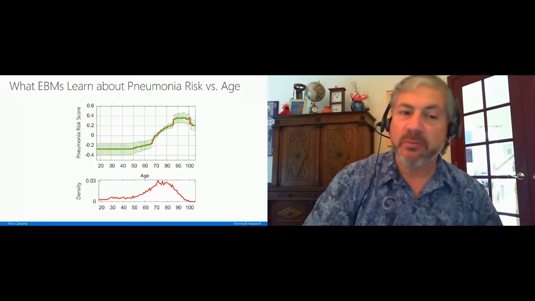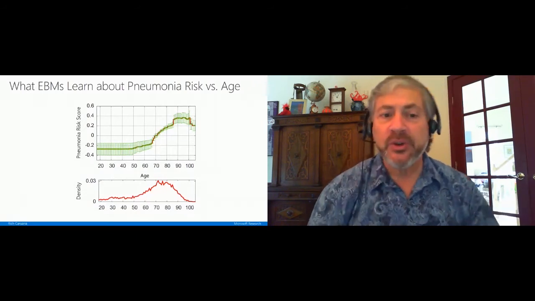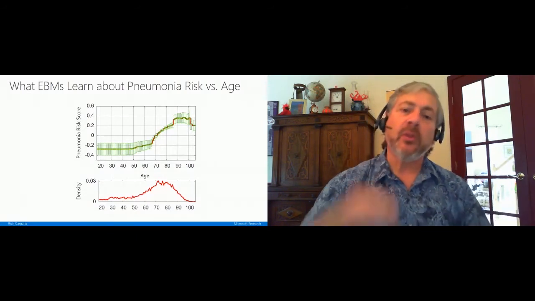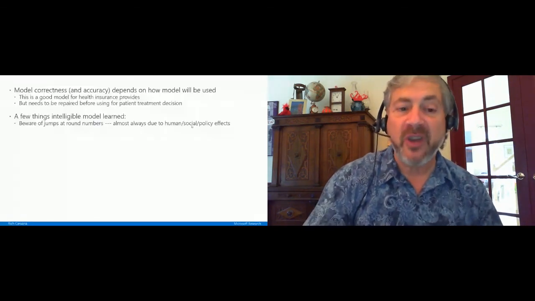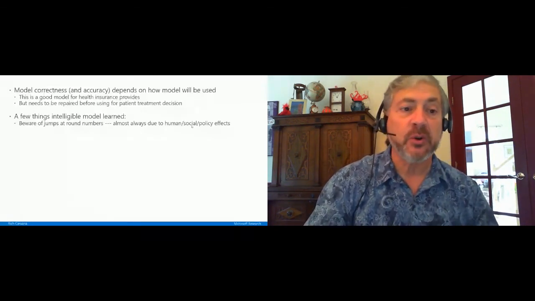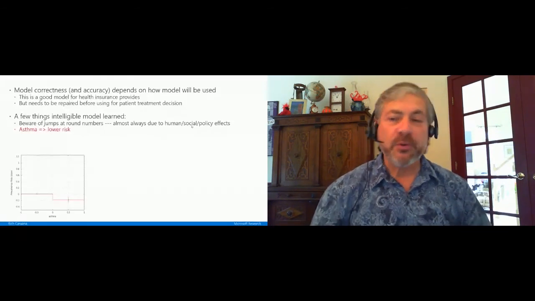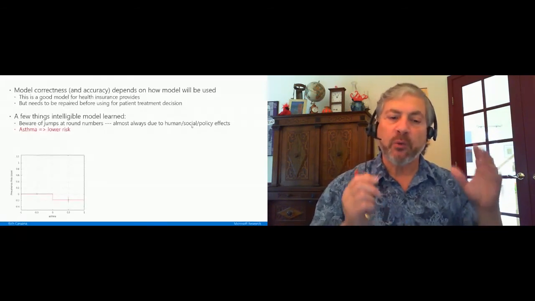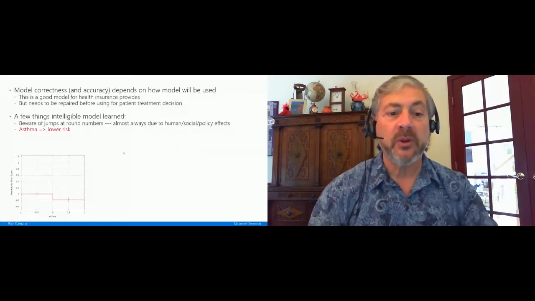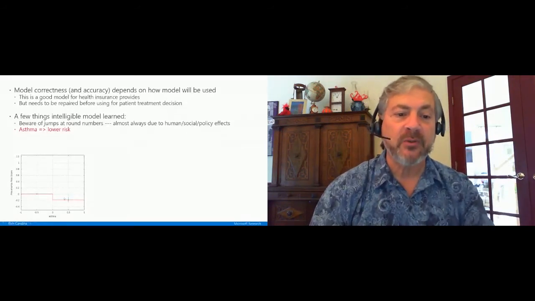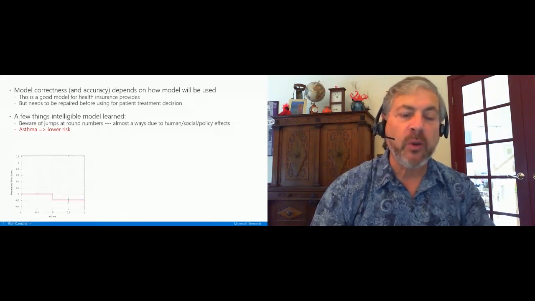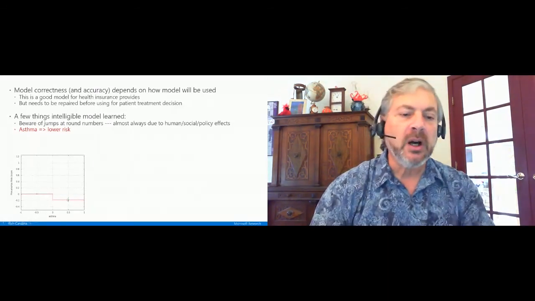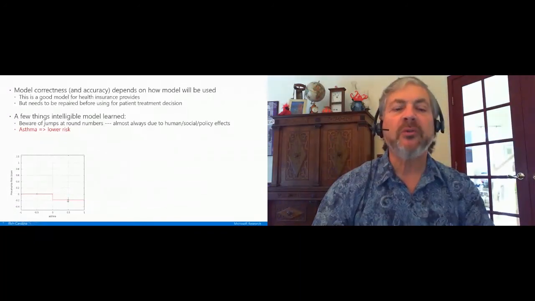Let me show you some things this model learns. There are jumps at round numbers all over the place. They're almost always due to human social policy effects. There are very few phase changes in the social and physical world. Of course, remember we started with a rule-based system that had learned that asthma was good for you. This model also learns that asthma is good for you. The asthmatics are on the right, and notice that risk goes down about 0.18, which is not trivial.